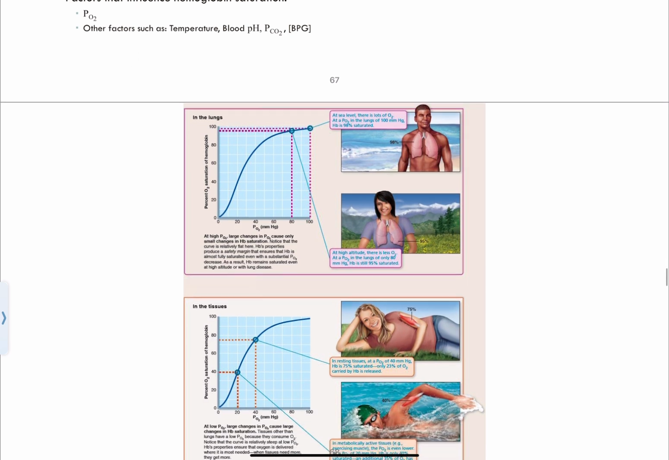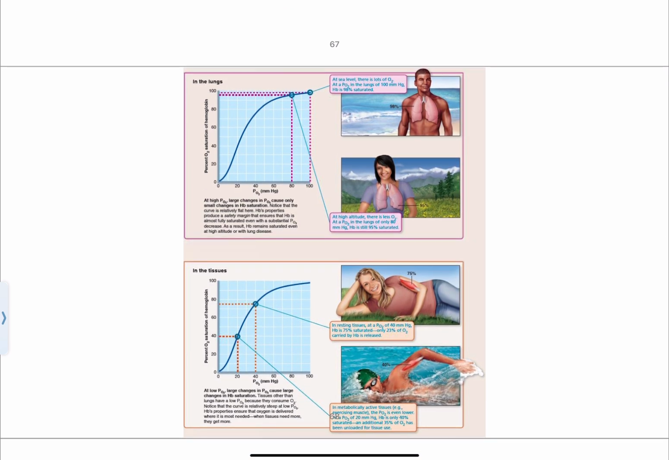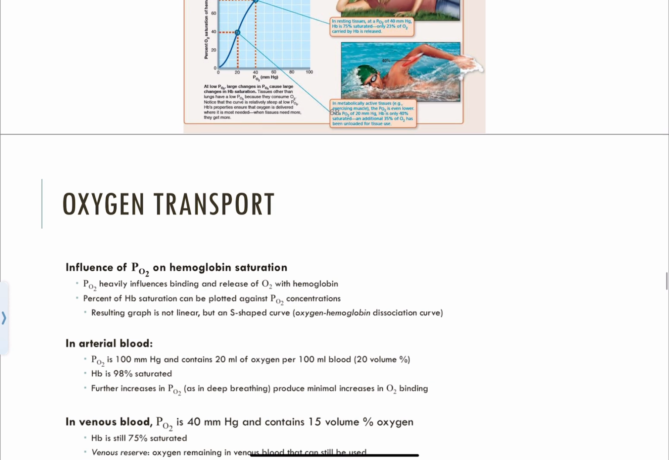So this is just an illustration showing you what happens to oxygen loading and unloading. For example, if we are to change our altitude, so someone at sea level versus someone at a high altitude where there's less oxygen, meaning there's a lower partial pressure of oxygen. This is kind of just showing you a big picture of something. Don't worry about the graphs or anything specific here.